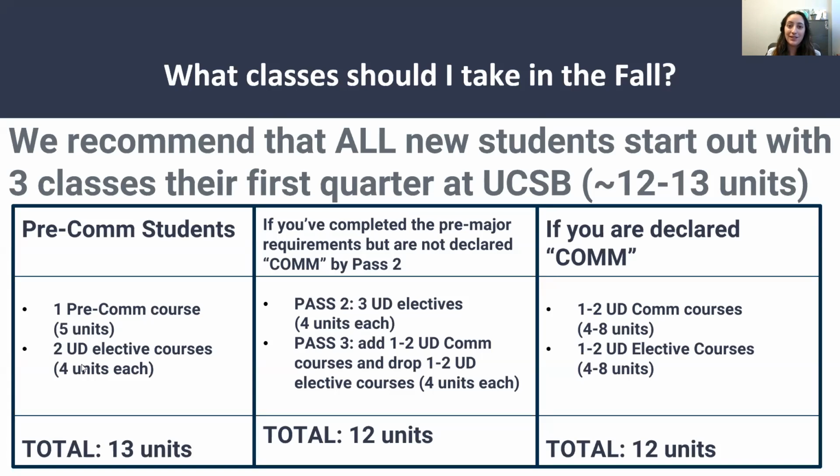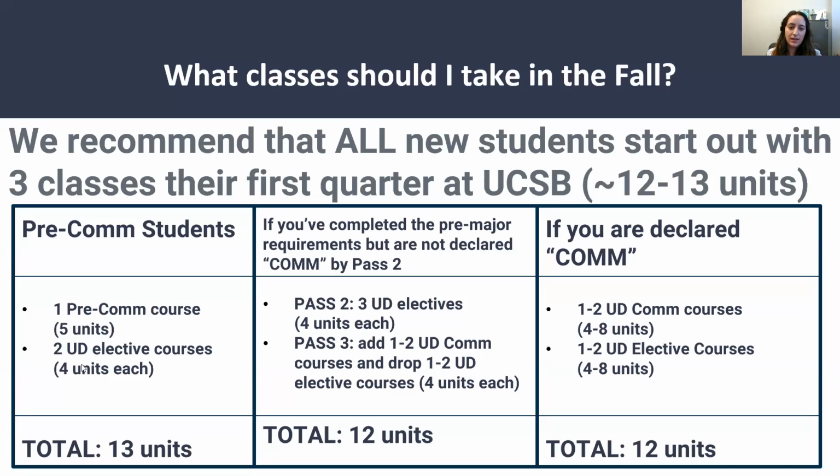But in the meantime, it's important that you get in some classes in the event that all of the comm classes are full by the time that your major status has updated. So for you, I would recommend enrolling in 3 electives during PASS 2. That way you have 12 units, so you can add yourself to comm waitlists.